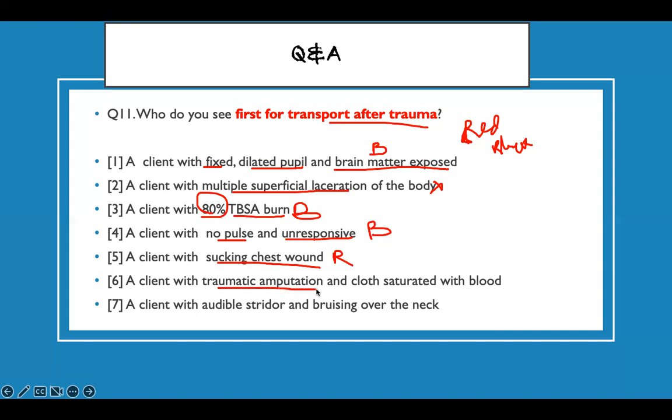A client with traumatic amputation and the cloth saturated with blood, that is red. It's bleeding. Cloth saturated with blood means he has hemorrhaged, so he's in shock. It's part of my red. A client with audible stridor and bruising over the neck. Yes, stridor is an airway issue, so that's red. All the rest, no. So just focus on the black and red. The other ones, don't even assign them.